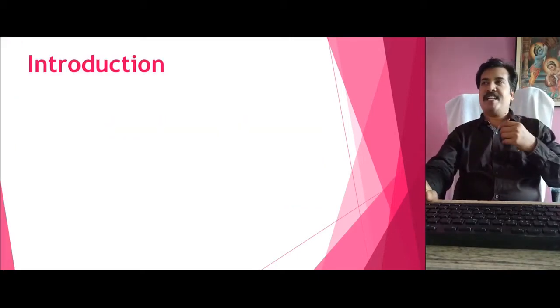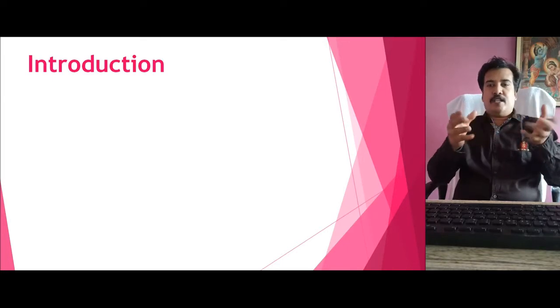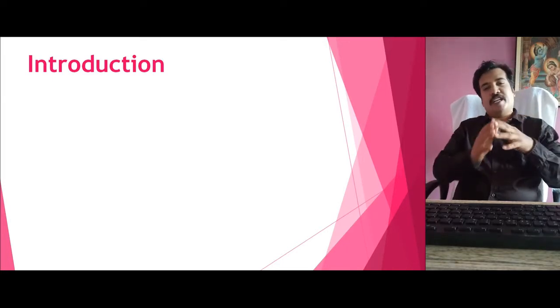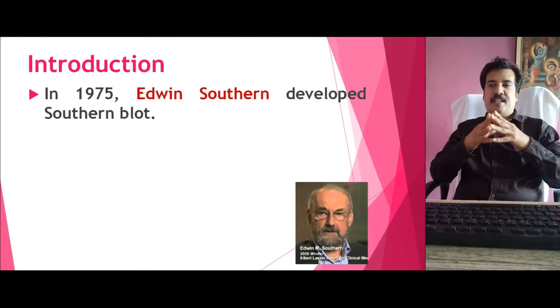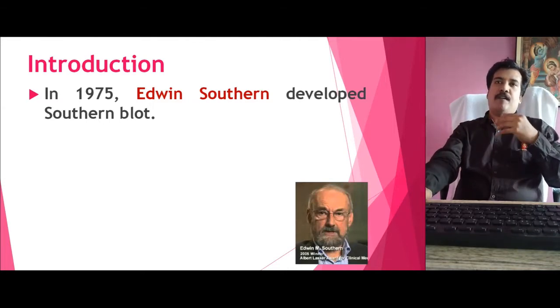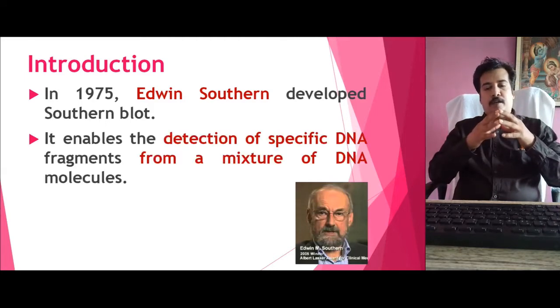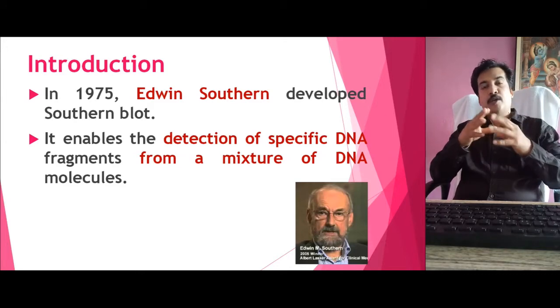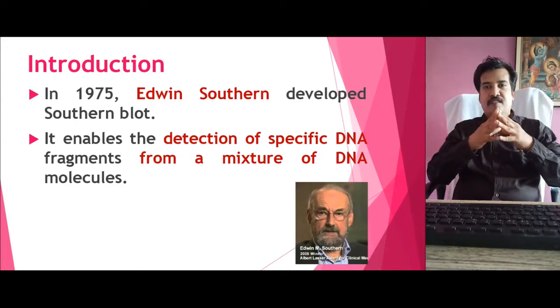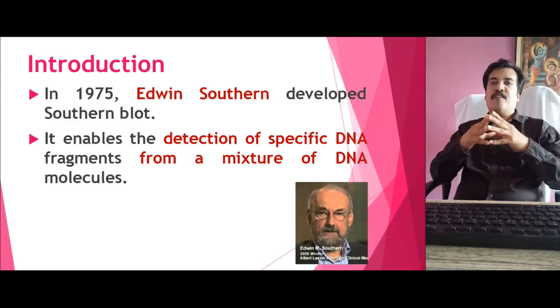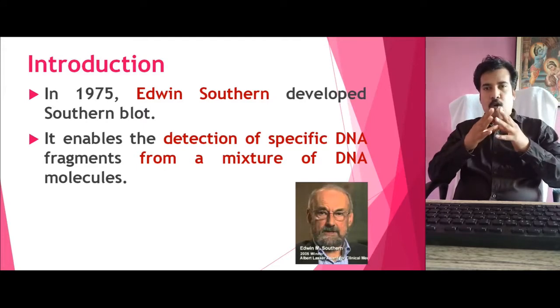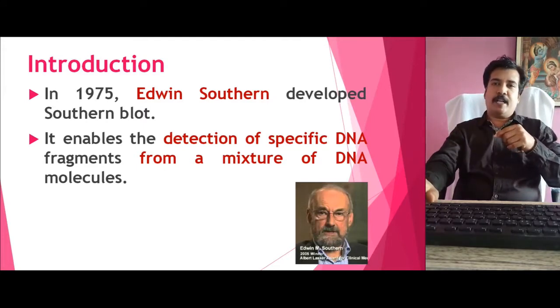So first we will understand the basic introduction about the discovery of the southern blotting technique. In 1975, Edwin Southern developed this technique with the objective to identify or detect a specific DNA fragment from a mixture of DNA molecules. That means we can identify our gene of interest. This was the core objective of the southern blotting technique.